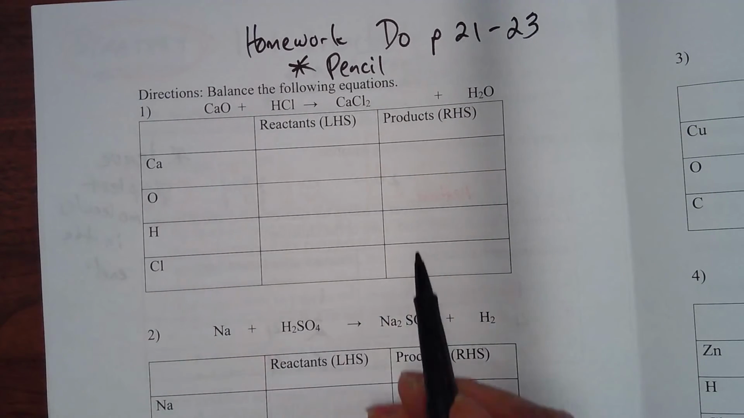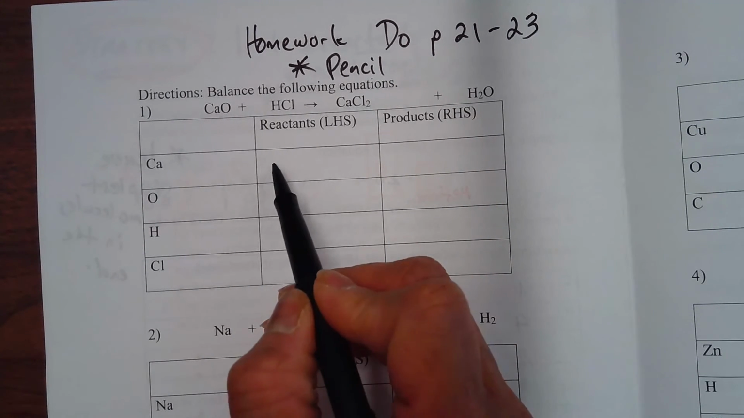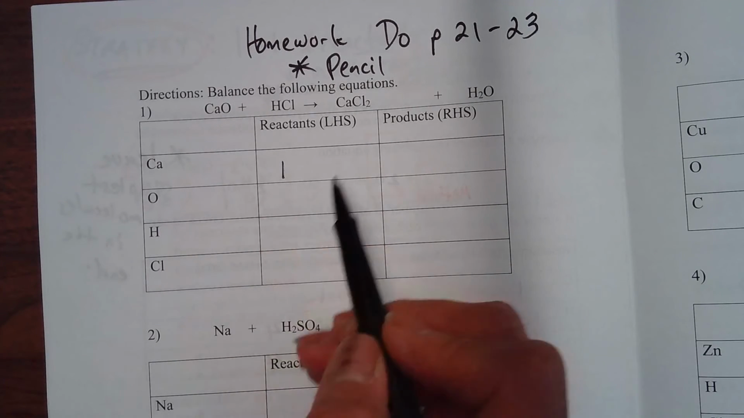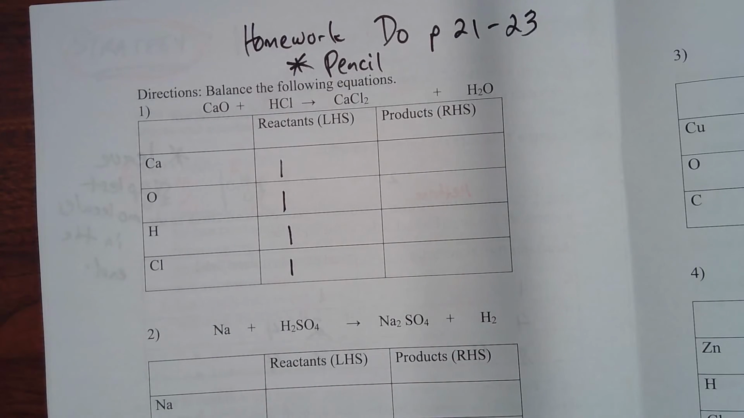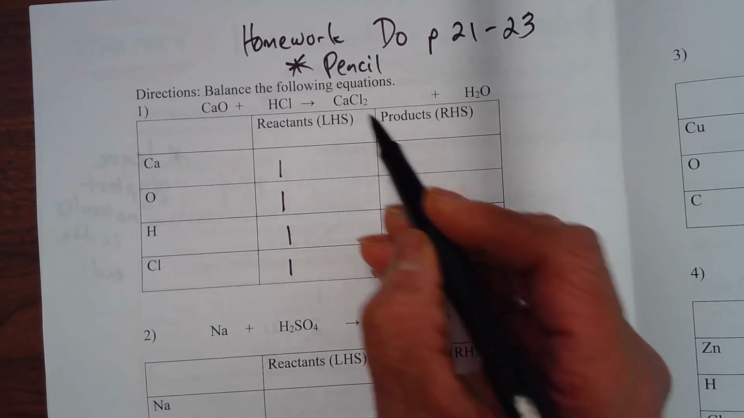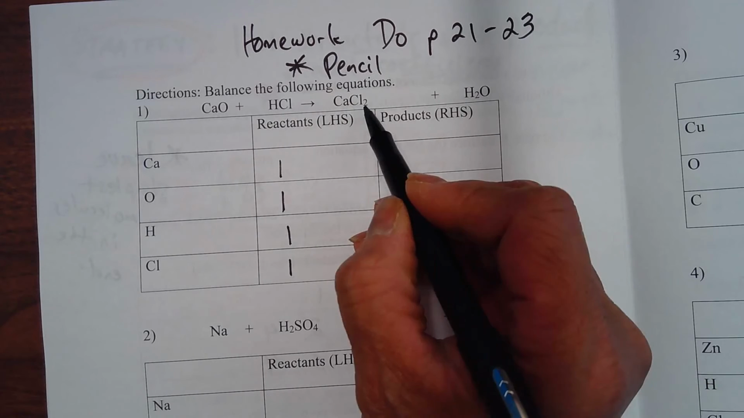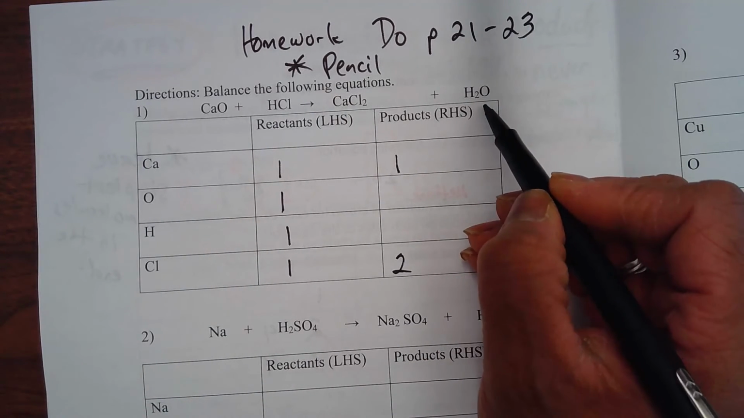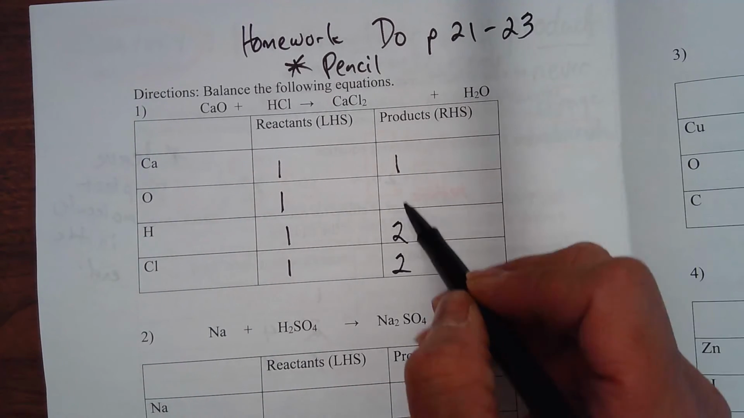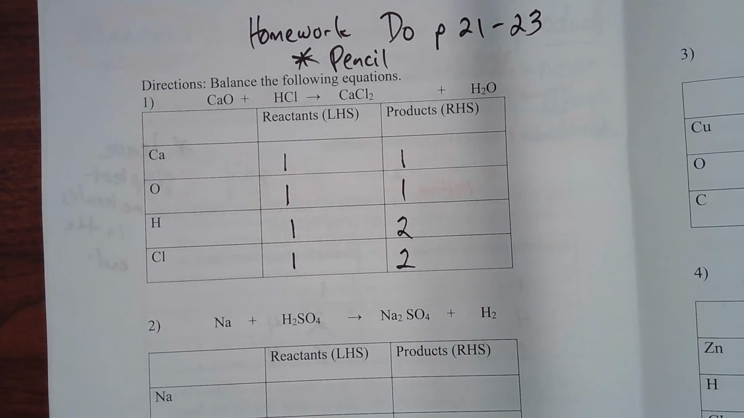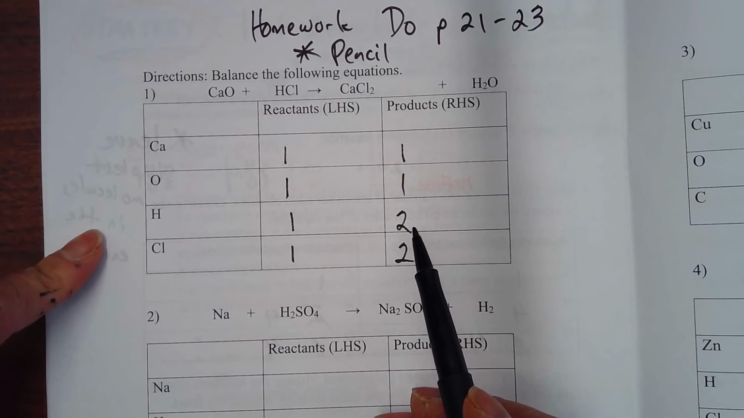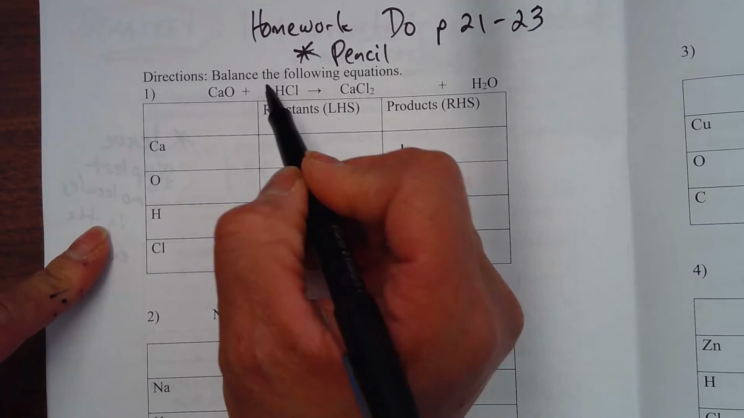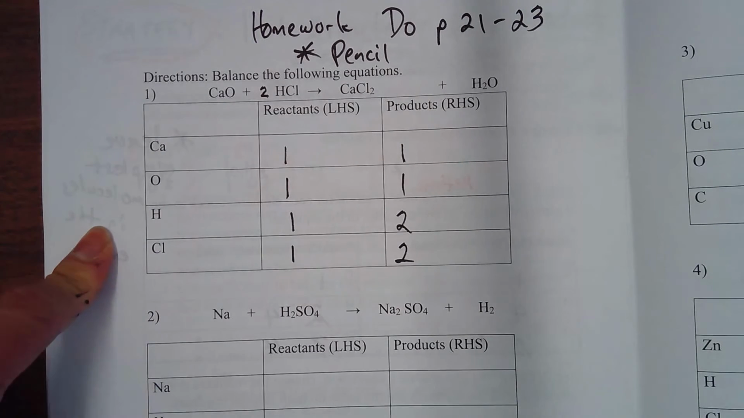Take a look at the reactants here. How many calcium? 1. How many oxygen? 1. How many hydrogen? 1. One of each. In the products, you got 1 calcium, 2 chlorine, 2 hydrogen, and 1 oxygen. So we have some issues here. It's not balanced, obviously, right? You see the number 2, you got 2 hydrogen on the right. I need to make hydrogen 2 on the left by putting 2 right here.